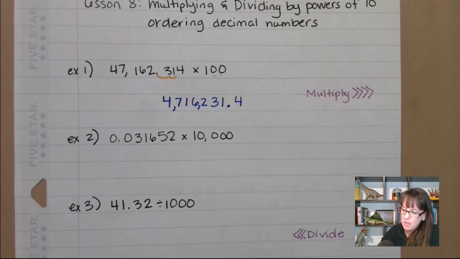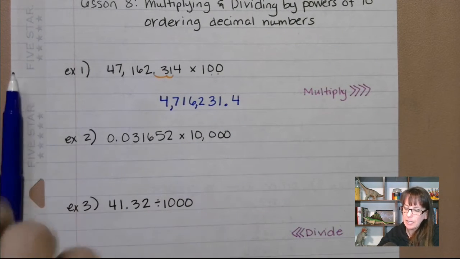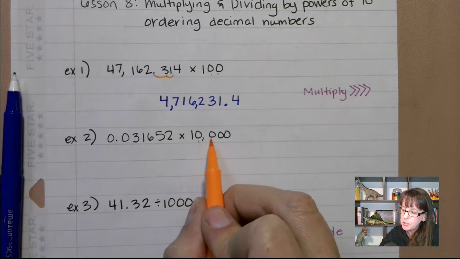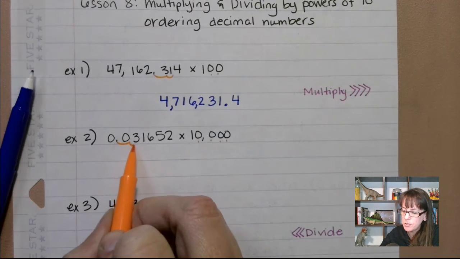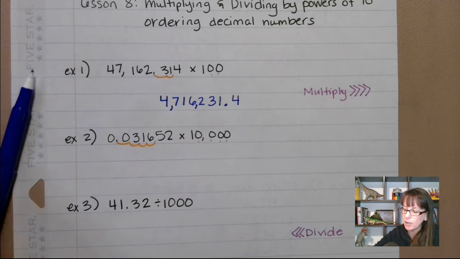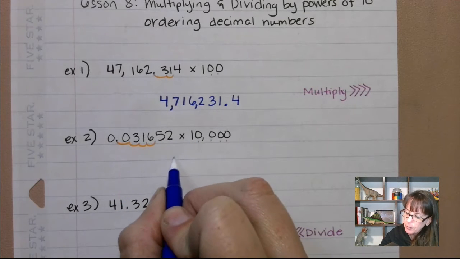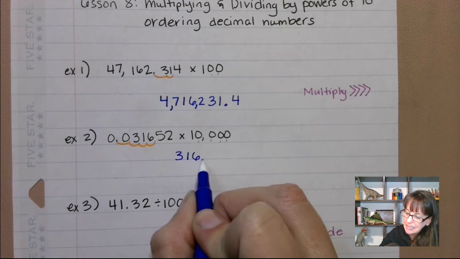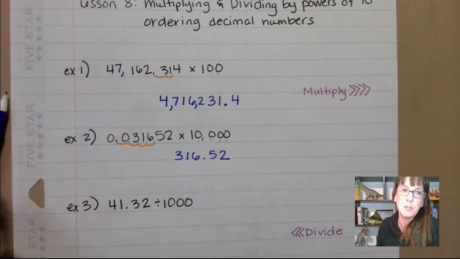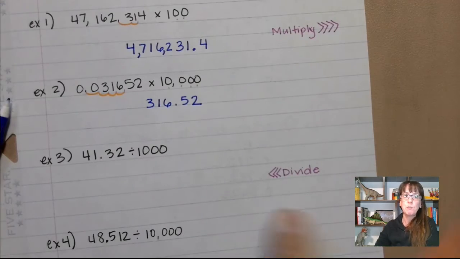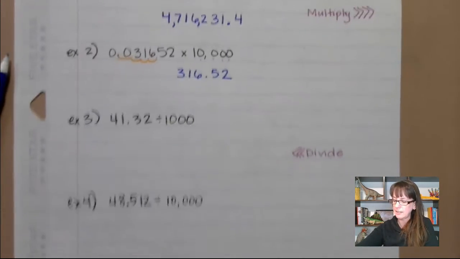Okay, so this one, we again look at our zeros here and we see 1, 2, 3, 4 zeros. So we're going to take our decimal and go 1, 2, 3, 4. And our new number is now 316 and 52 hundredths. Now dividing, you move the other way. You move to the left.